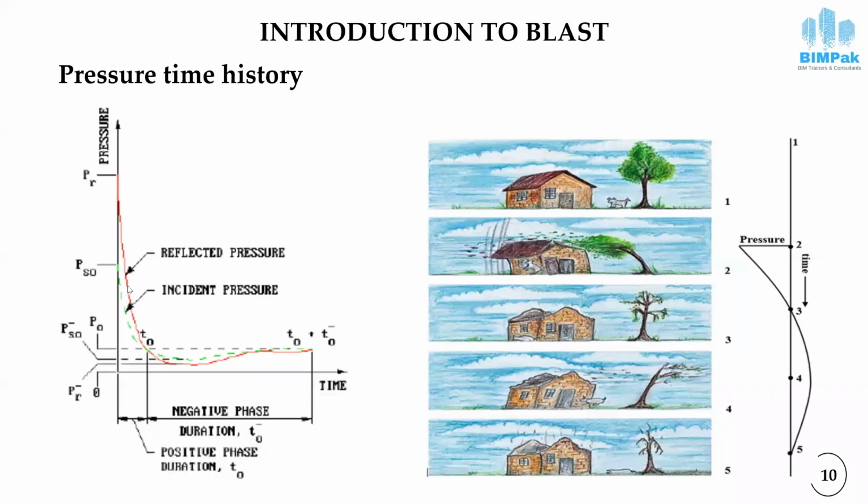From this graph, you can see that two types of pressure have been shown. The red color shows the reflected pressure, and the green line shows the incident pressure. The incident pressure is basically the direct pressure generated by the blast load, whereas the reflected pressure is basically the magnified pressure of the shock wave due to the constructive interference phenomena of the shock wave. We will discuss it later in the coming slide.